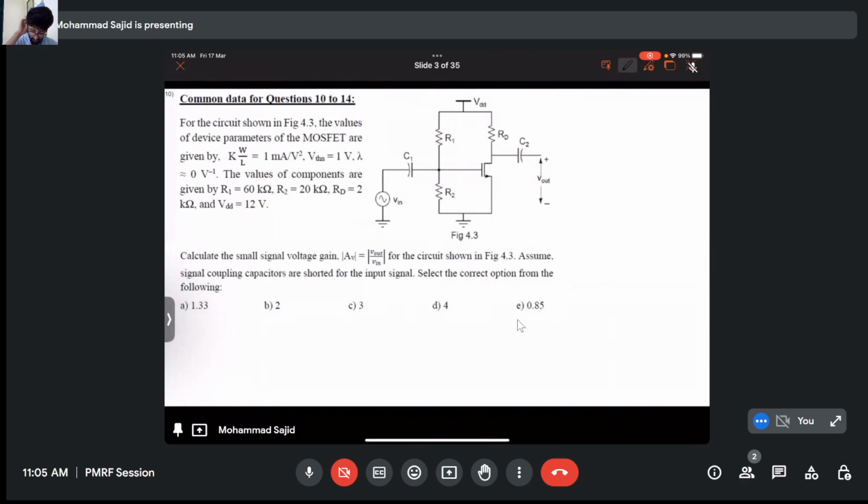Okay. So in this question we have to find the voltage gain. Remember, this is the circuit. The first step is to find the equivalent circuit, right? Let's draw the equivalent circuit.